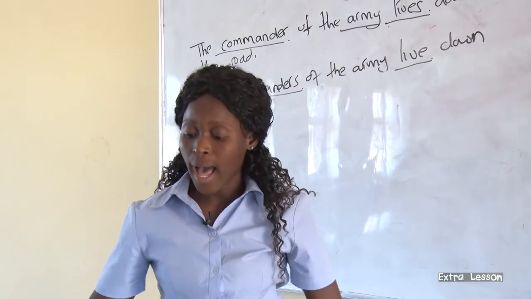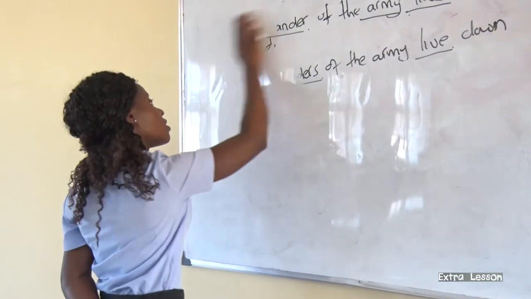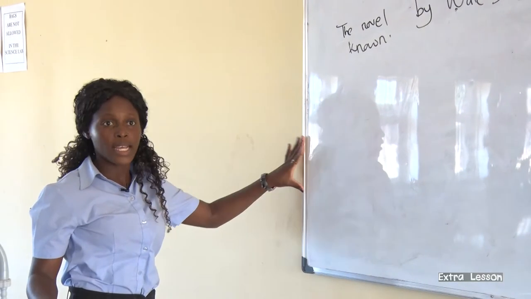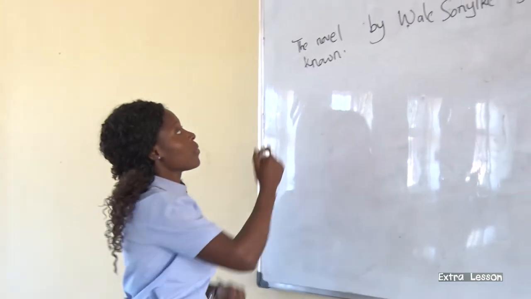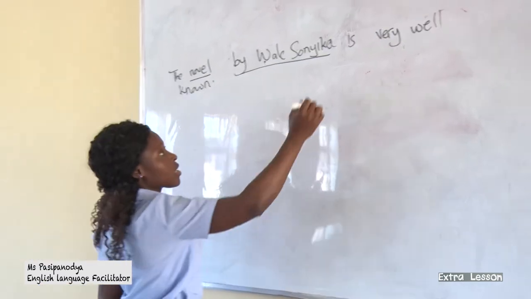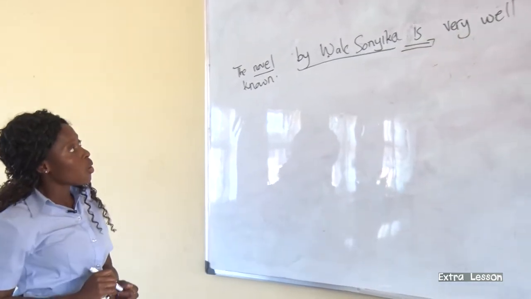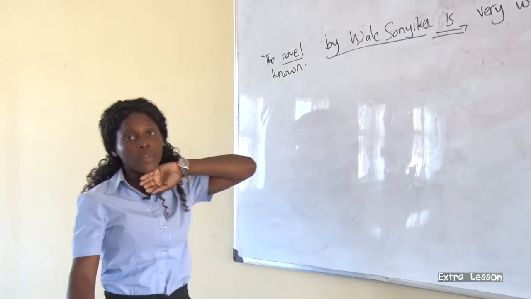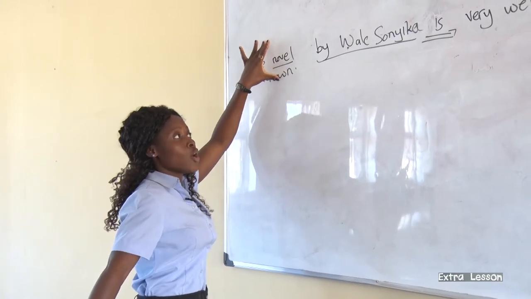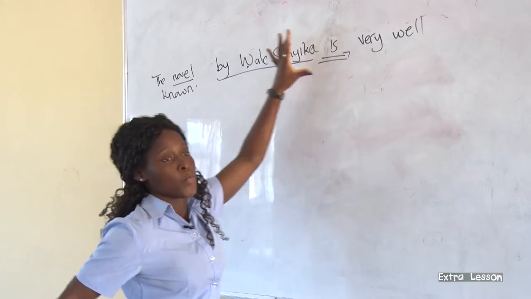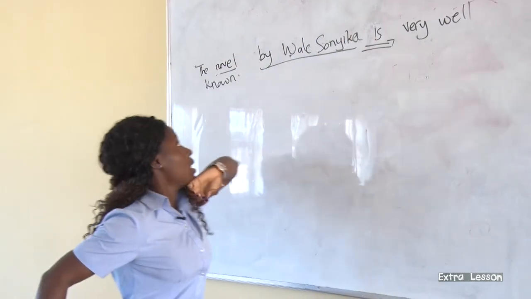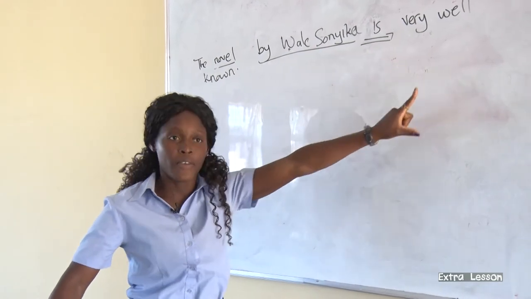Now, let's try to use subject-verb agreement using the auxiliary verbs is and are. Let's try to identify the nouns that are in the sentence. We have novel. We have Wole Soyinka. Then we have the auxiliary is. So which one are we using, the novel or Wole Soyinka? Wole Soyinka is an appositive, so we are using novel. And our novel is in singular, which means we use is. When our noun is in singular, we use is. The novel by Wole Soyinka is very well known.